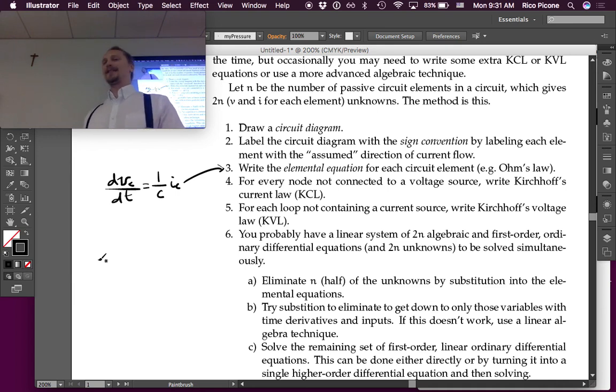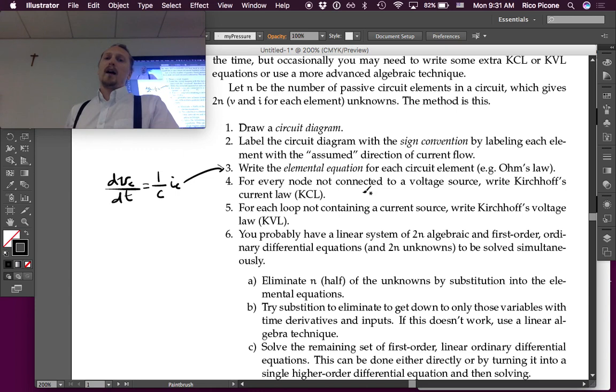To start, we need to get n more now. And the way we get n more is through KCL and KVL. So step 4, for every node not connected to a voltage source, write Kirchhoff's current law, KCL. Okay. And 5, for each loop not containing a current source, write Kirchhoff's voltage law. Okay? Or KVL.